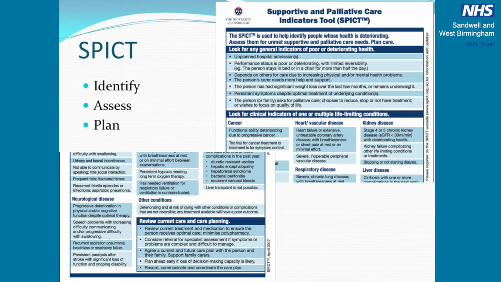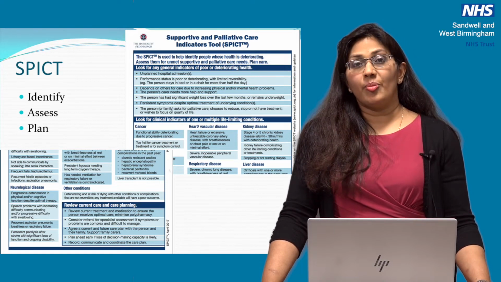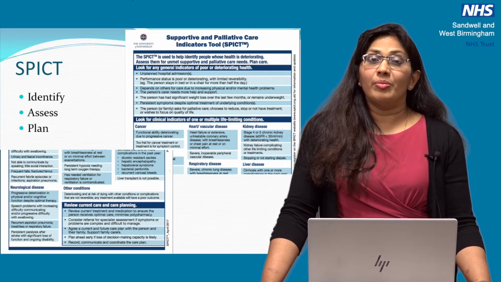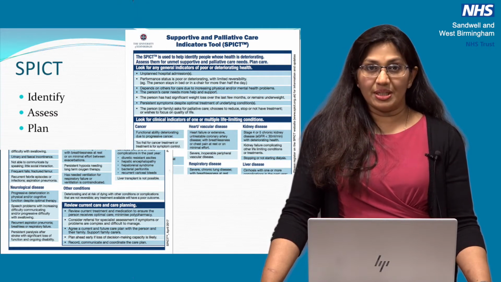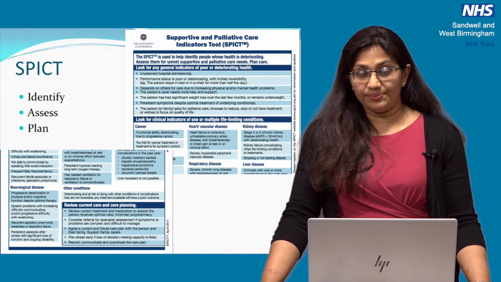Identifying patients that need our help would be enabled through the use of the Supportive and Palliative Care Indicators tool, or the SPICT tool. This lists the general conditions of deterioration for patients who may be frail, and it also lists both malignant and non-malignant conditions that would be associated with problems as time goes on.